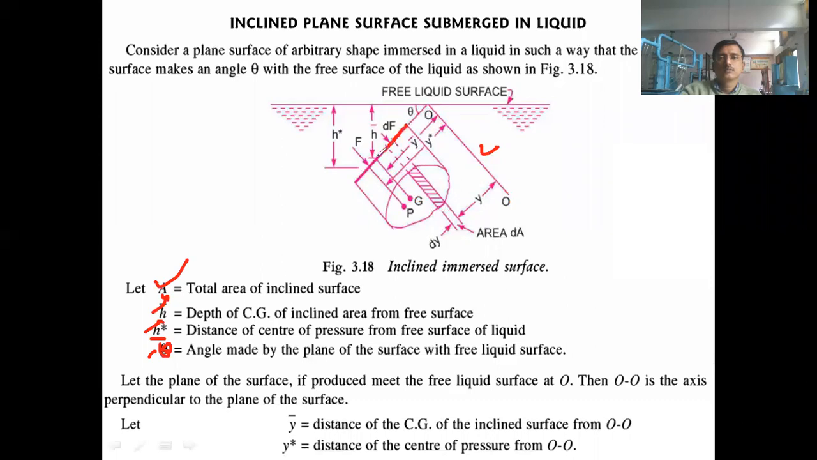This is the angle made by this plane. Okay, this plane surface, the inclined plane surface, is making an angle with what? It is the angle with the free liquid surface, theta.